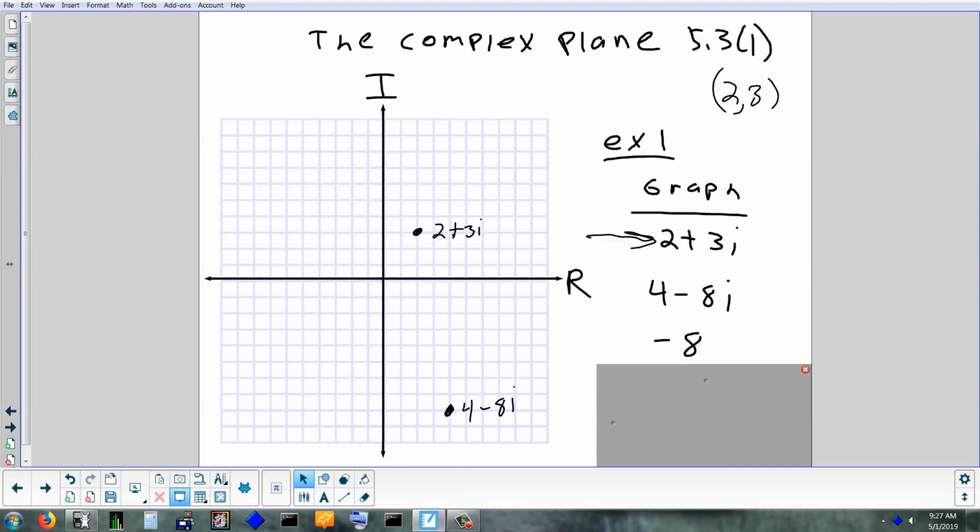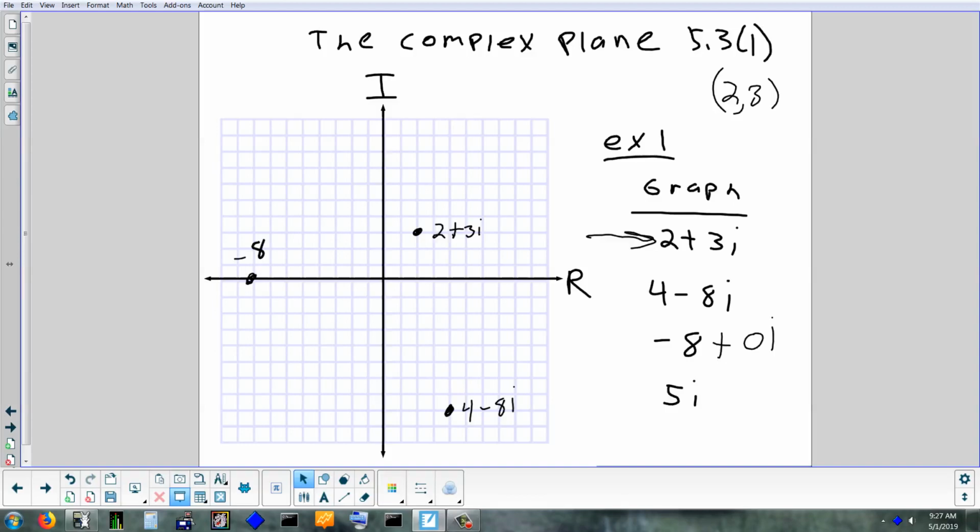How about negative 8? How would I graph that one? Caitlin? Just on the real axis. Yeah, it's just on the real axis. If you want to think of it as having an imaginary part, think of it as plus 0i. So it's going to be on the real axis. And which way do I go and how many units? Go left 8, which I think is right there. So negative 8.